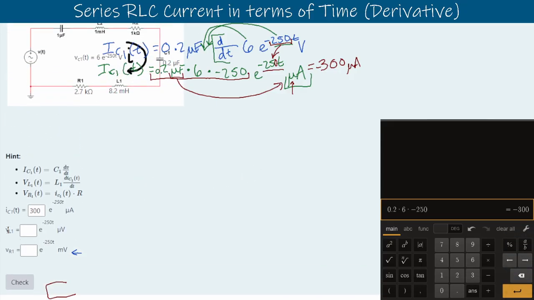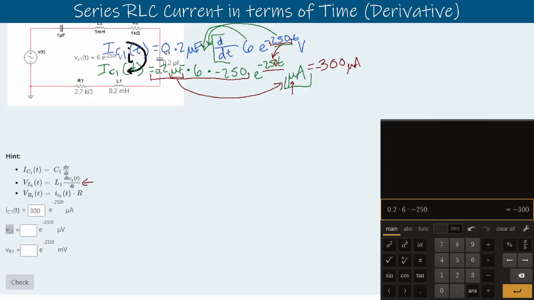So down here it says that they want the voltage across the L1 inductor. We'll look at that. That's this bottom one down here. And then they want us to know the voltage drop across the R1 resistor also. So we got 300 microamps as our answer. It's 300 times 10 to the negative 250 t is the final answer for that. So we're going to use that whole thing in our next one, which is right here.